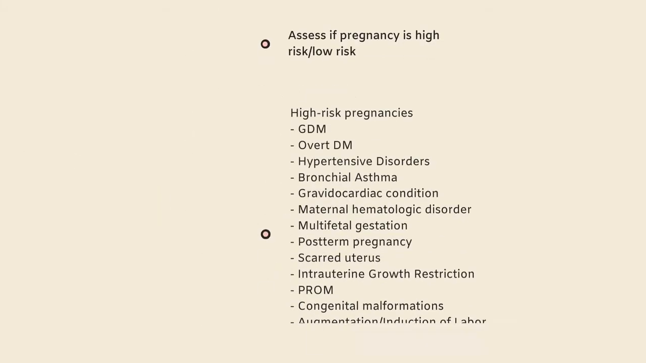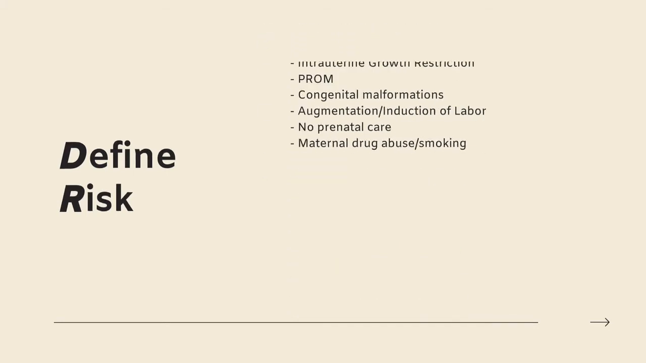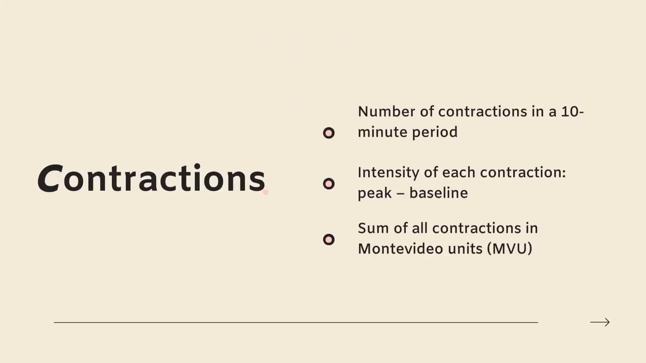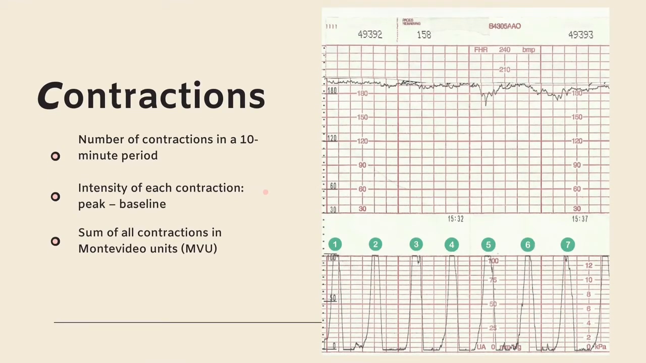For interpreting CTG, we usually use the abbreviation Dr. C. BRAVADO. In defining the risk, we assess if the pregnancy is high risk or low risk. High-risk pregnancies are as follows. Contractions is counted as a number of contractions in a 10-minute window period. For this CTG tracing, we can identify 7 contractions in 10 minutes, with the sum of all contractions as 700 MVU.